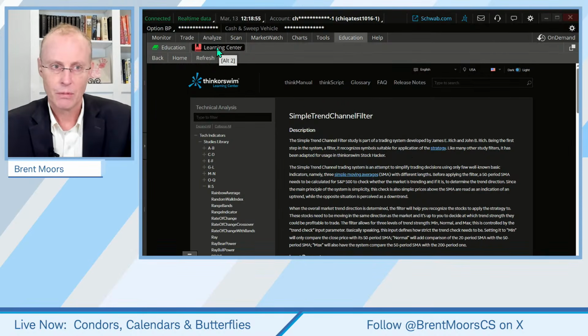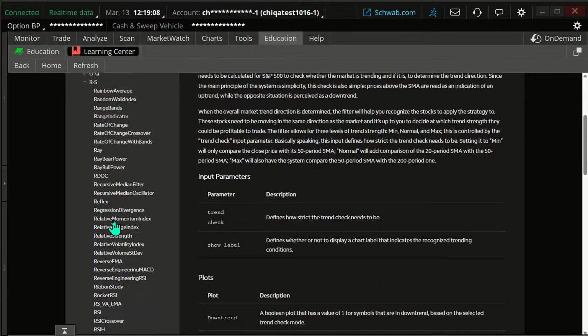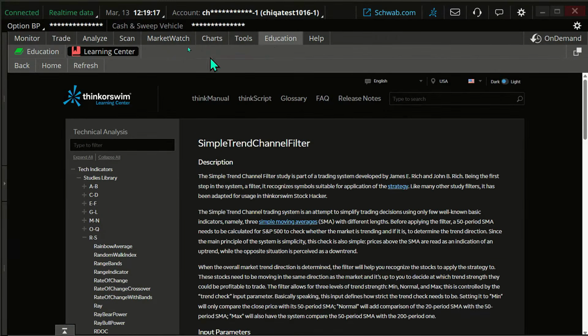Go to the Learning Center. If you want to learn more about thinkScript and whatnot, you can do that. There's a search function. There's a lot of these technical indicators you may not be familiar with. There's a lot of technical indicators I'm not familiar with, and I have to use this and look. But you can read it that way.